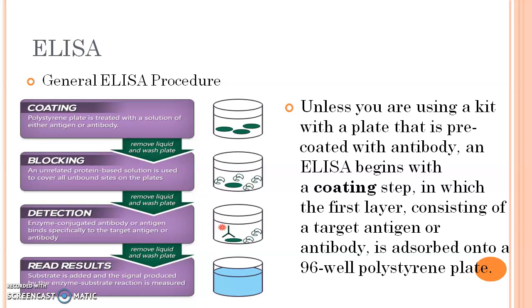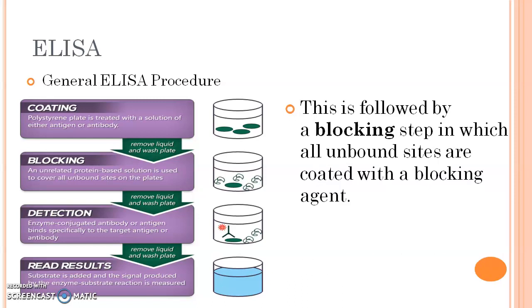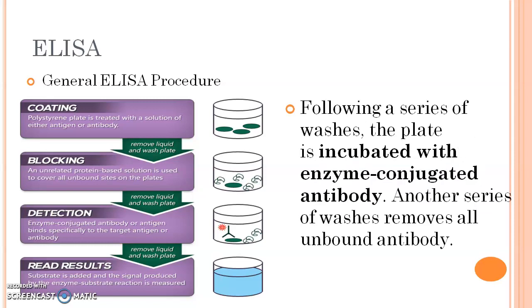The general ELISA procedure follows four different steps: coating, blocking, detection and reading results. The very first step is coating. Unless you are using a kit with a plate that is pre-coated with antibody, an ELISA begins with a coating step in which the first layer, consisting of a target antigen or antibody, is adsorbed onto a 96-well polystyrene plate. This is followed by a blocking step in which all unbound sites are coated with a blocking agent.